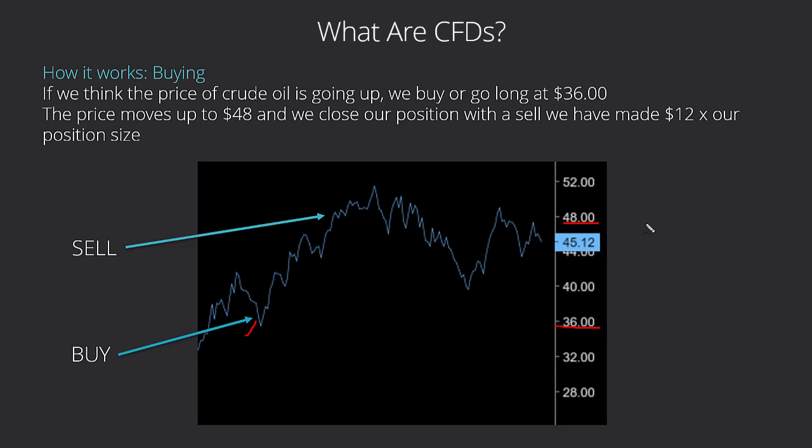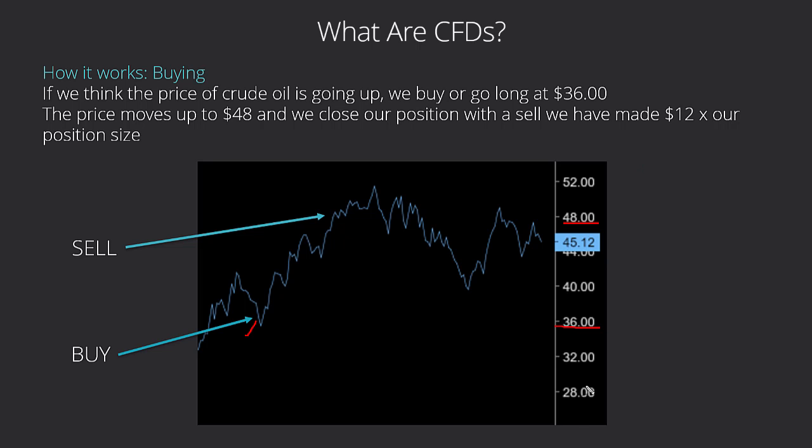Fantastic. Let's close the position. So we go into the platform and we sell the same amount of CFDs we bought to give ourselves that neutral position. And we've got a $12 profit times our position size. So the value of our initial position, the value of the position that we sold, the value of the crude oil when we sold times our position size, and then the contract for difference is basically saying the broker is going to pay us the difference in valuation because we've gone long.